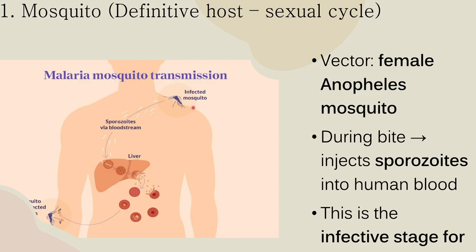it injects the sporocytes into the human bloodstream. So these sporocytes spread via the bloodstream into the liver. Here you can see the vector is this female Anopheles mosquito, and during the bite it injects sporocytes into human blood. This is the infective stage for humans. So sporocytes is the infective stage for humans.